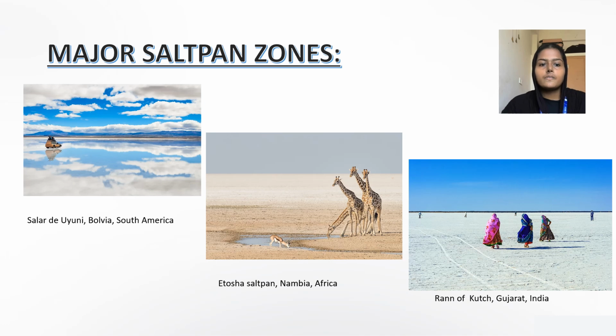There are hundreds of salt pan zones throughout the world. I have listed here some of the major salt pan zones. Coming first, the largest salt pan zone in the world, Salar de Uyuni in Bolivia of South America, and Etosha salt pan in Namibia, Africa. And in India, we have one major salt pan zone known as Rann of Kutch in Gujarat, where the major source of salt cultivation is from this particular area.